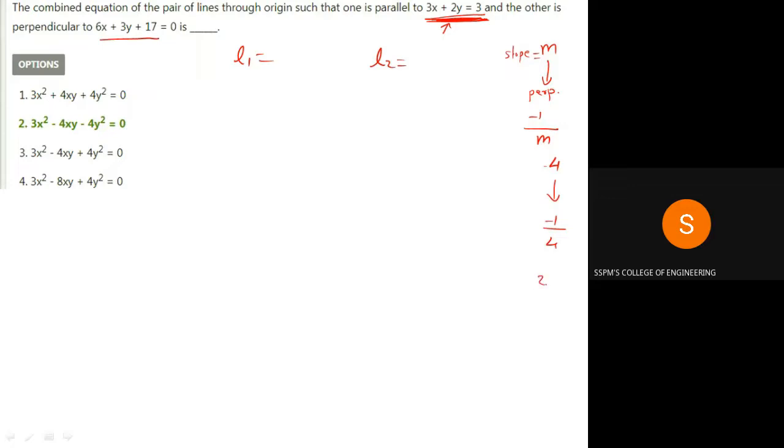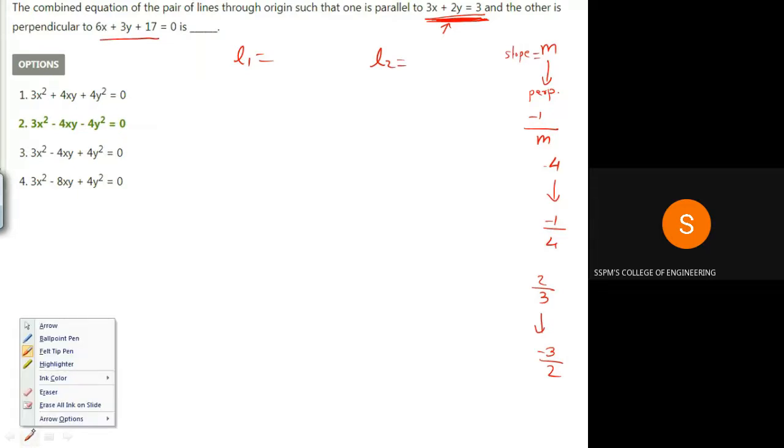Suppose you are given that the slope of a line is 3 by 2, what will you do? You will first take the reciprocal of it. What is the reciprocal? 2 by 3. And then multiply by minus 1, that is, just put a minus in front of it. So minus 2 by 3 is the slope of the line which is perpendicular to it. That is how you find the slope of a perpendicular line. For parallel lines, the slope is the same for both lines.